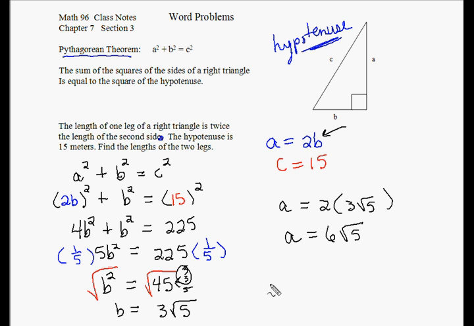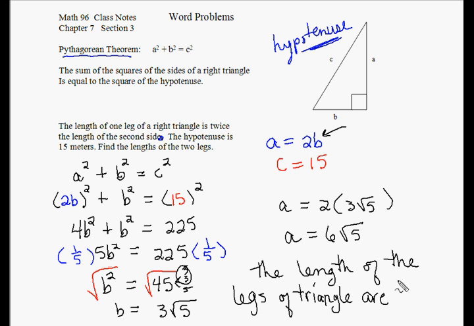Now this is a word problem. Make sure you end in words. The lengths of the legs of the triangle are 3 square roots of 5 meters and 6 square roots of 5 meters.